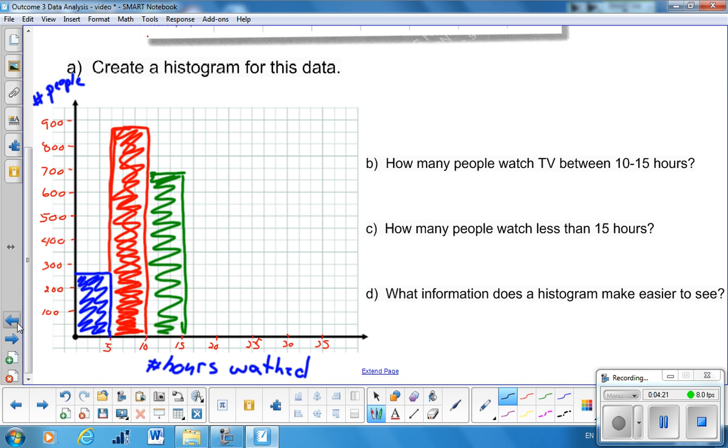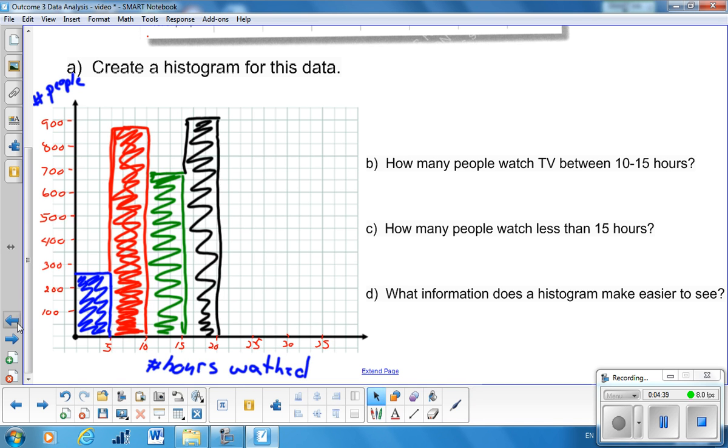Between 15 and 20 hours of TV watched, we had 912. So my next bar is going to come up above the 900 mark. There we are. And again, coloring in that bar of my histogram. The next one is between 20 and 25 hours. This one drops way down to just 345. And so that will be the height of my next bar coming out this far. And we'll color that one in.